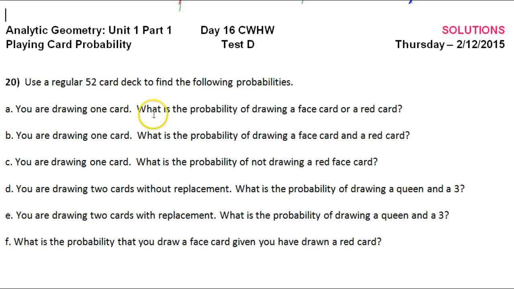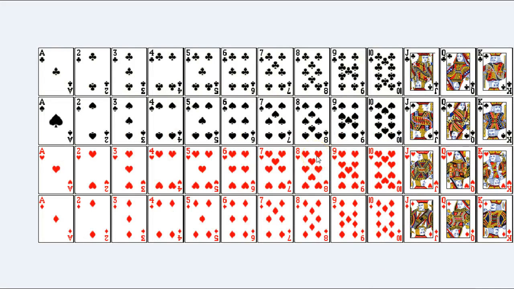Okay, you're drawing one card. What is the probability of drawing a face card or a red card? Okay, target over total, people. We want the probability of drawing a face card or a red card. So we're just going to add up all of those possibilities. So let's start with red card. How many red cards are there? Well, that's half of the cards are red. So if you look at all the red cards, that's 26, all right? 2 times 13, or half of 52. Either way, the red cards, there's 26 of them.